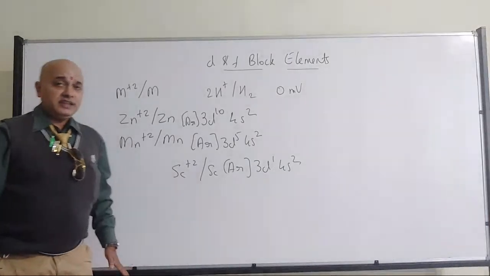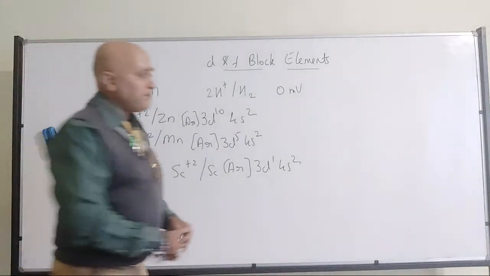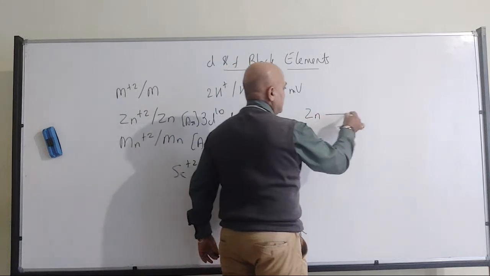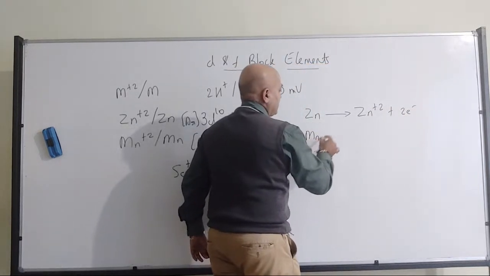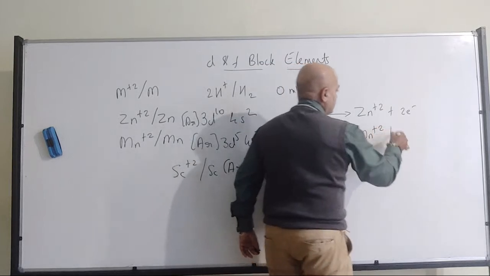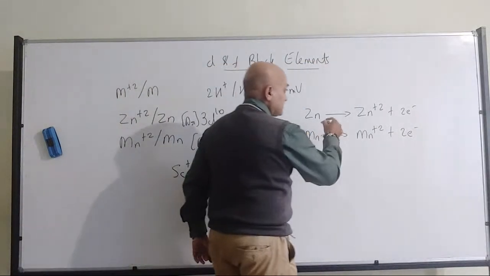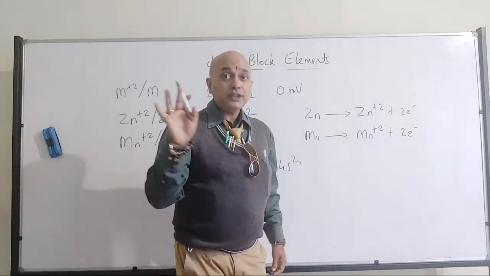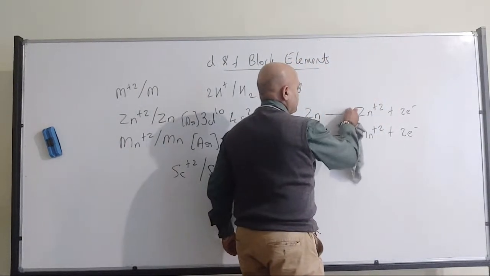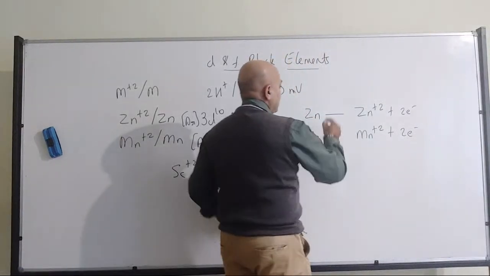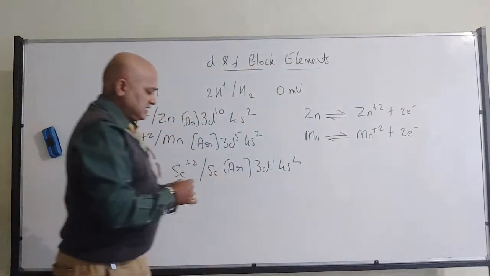Now if you observe it carefully, zinc and manganese: I am talking about the reaction where zinc is converted into zinc+2 plus 2 electrons, and manganese is converted into Mn+2 plus 2 electrons. So this is the reaction. Now, to make you understand, I am considering this as a reversible reaction, so I can write it like this. Right? So this is the scenario.